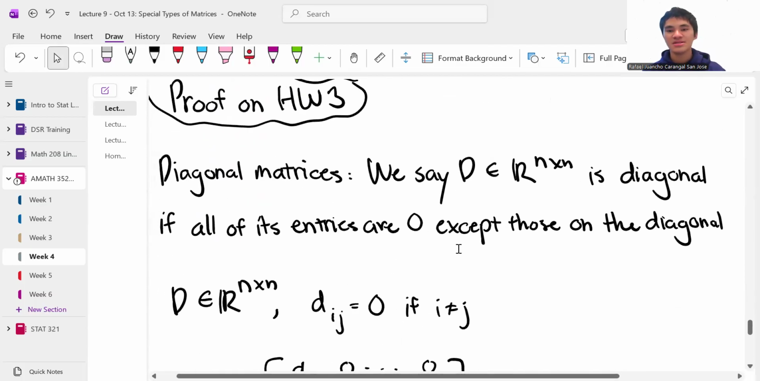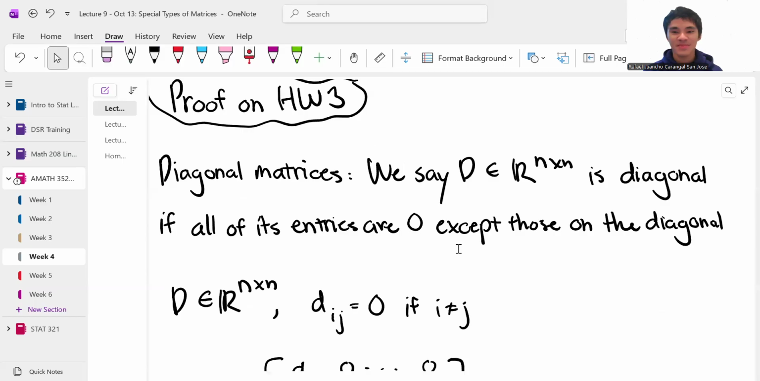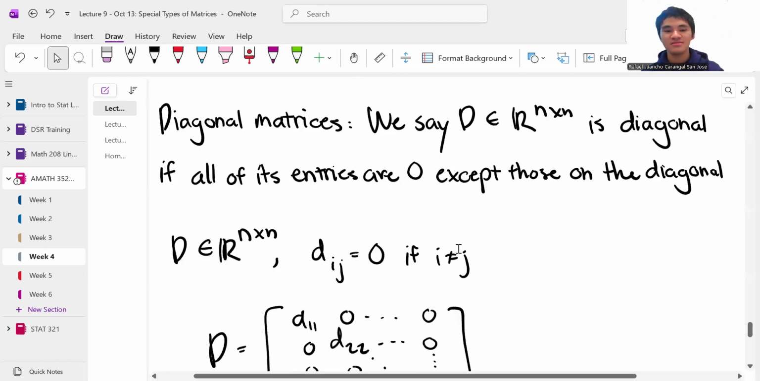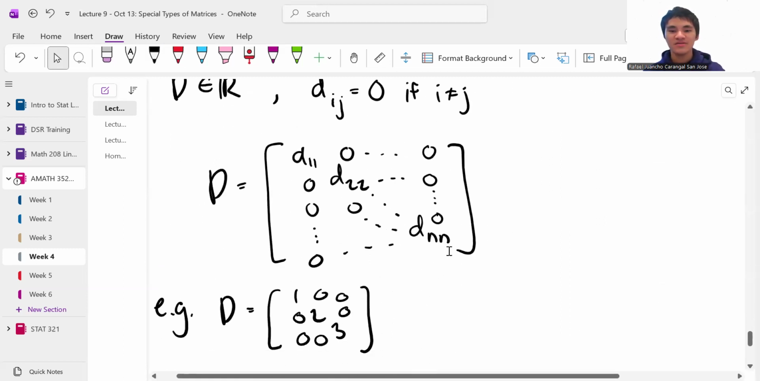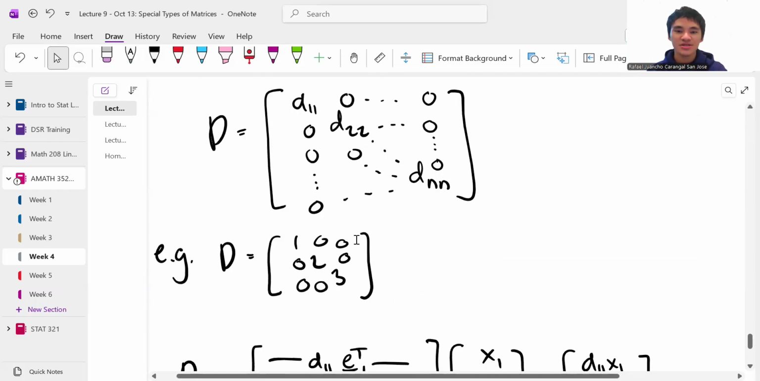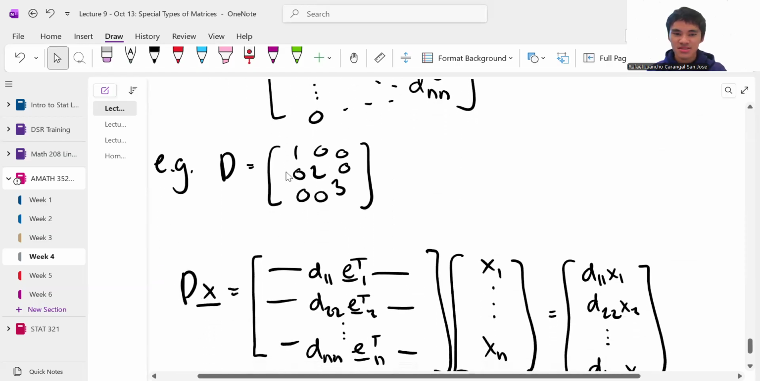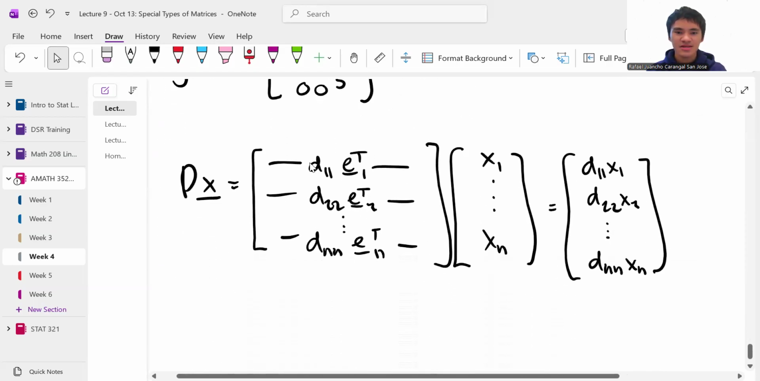Now a diagonal matrix, we denote it as matrix D, D for diagonal. It's also a square matrix. And it's diagonal if all of its entries are 0 except those in the diagonal. So it's kind of like an identity matrix, but the difference is the entries could be any number in the diagonal when i is j. So 1, 2, 3, that's an example. And we can write it like this in terms of the standard basis. We multiply it by x, we get this. We get a vector out of it.